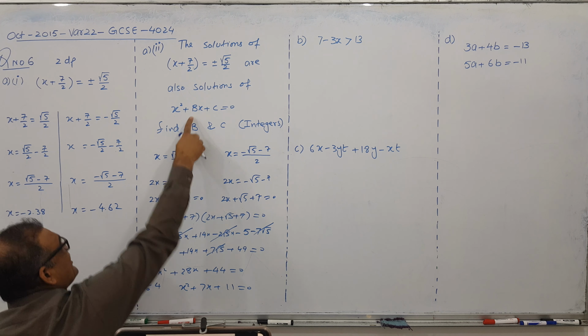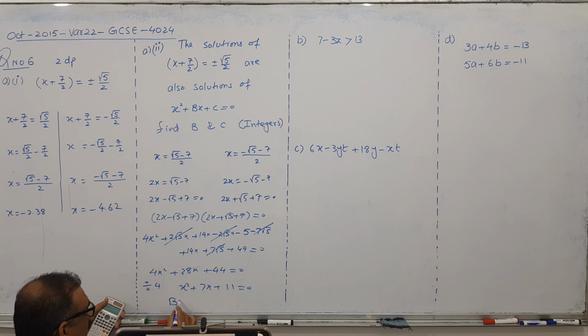So this is B, so B is equal to 7, and this is C, and C is equal to 11, and this was the whole working. Actually we have another way even, but I think you got the idea what I have done here. So let's go for the other question.